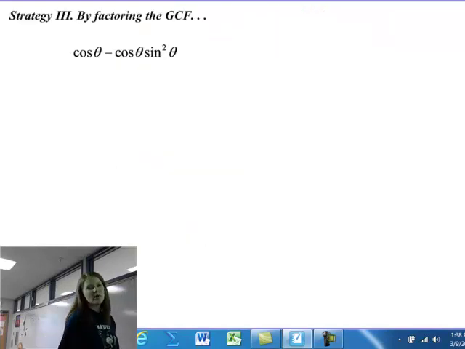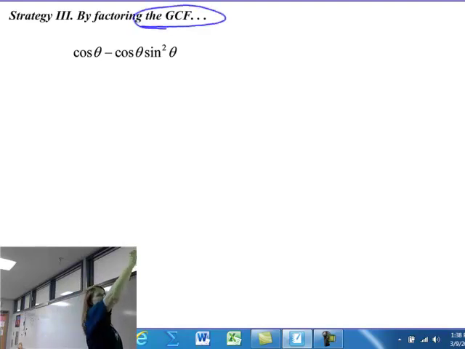I'll just keep going. One of the things you want to watch out for is factoring the greatest common factor. Is there anything in common? We've got cosine of theta minus cosine of theta times the sine of theta. My times didn't line up, but there we go. Okay, they both have a cosine of theta in them. So, backwards of distributive property, let's take our cosine of theta out.